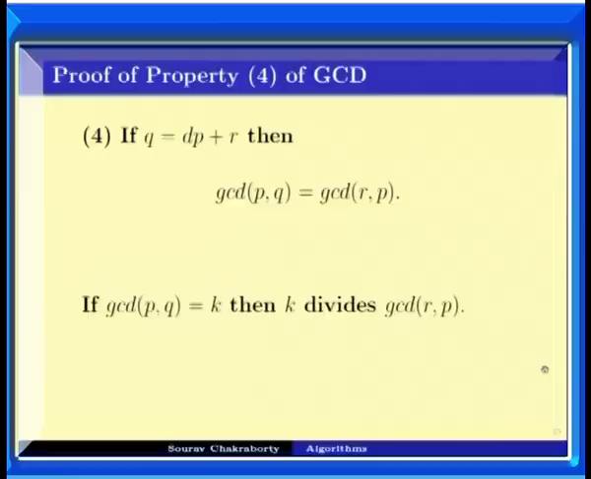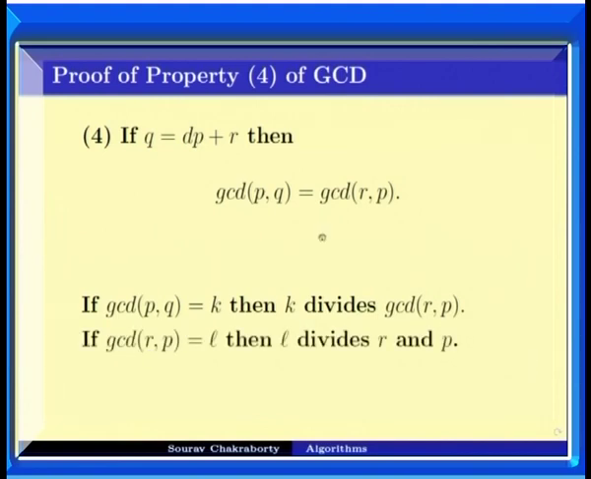This was the third property of GCD that we had written up. Here we have that if GCD of p and q is k, then k divides GCD of r and p. Now comes the other direction: if GCD of r and p is equal to L, then what do we know? L divides r and L divides p, and by similar logic, L must divide the linear combination dp plus r, because L divides p, so L divides dp, and L also divides r, so L must divide the summation of those two.